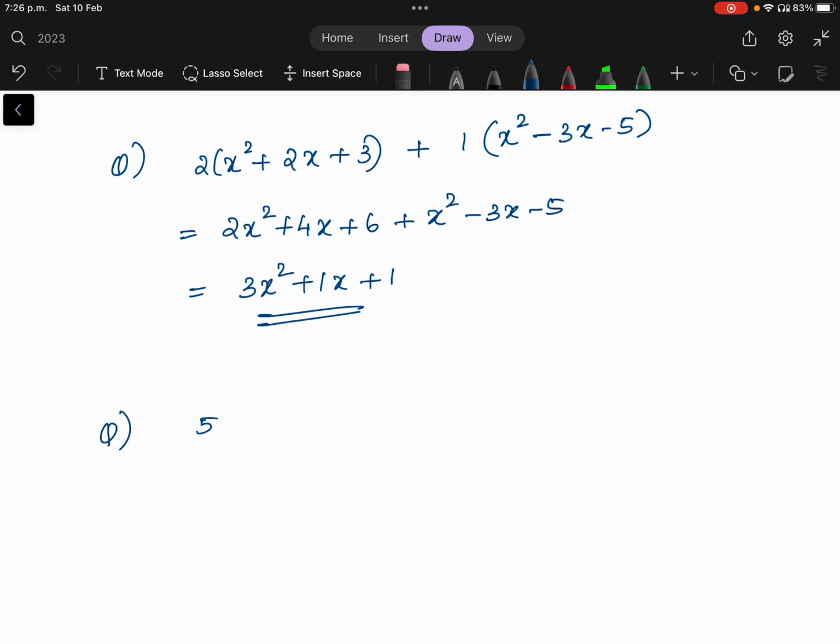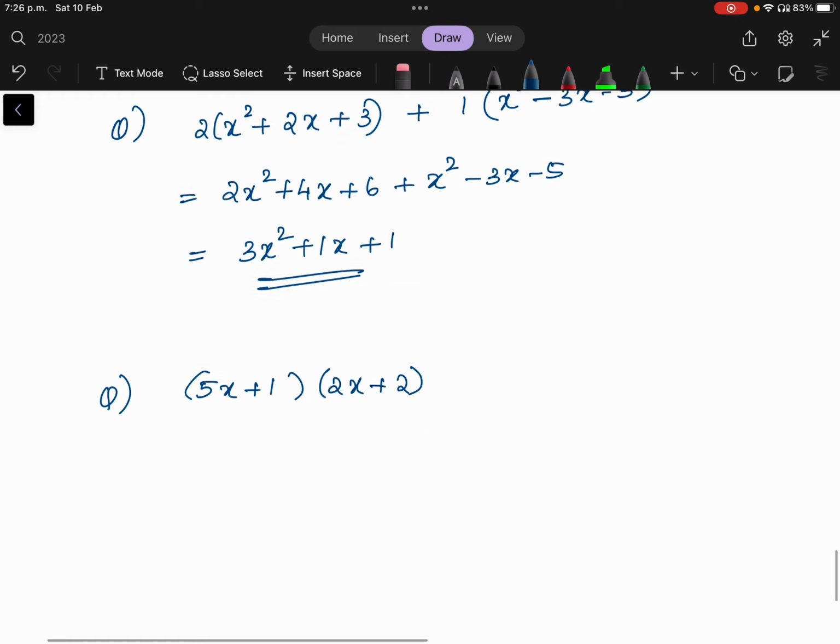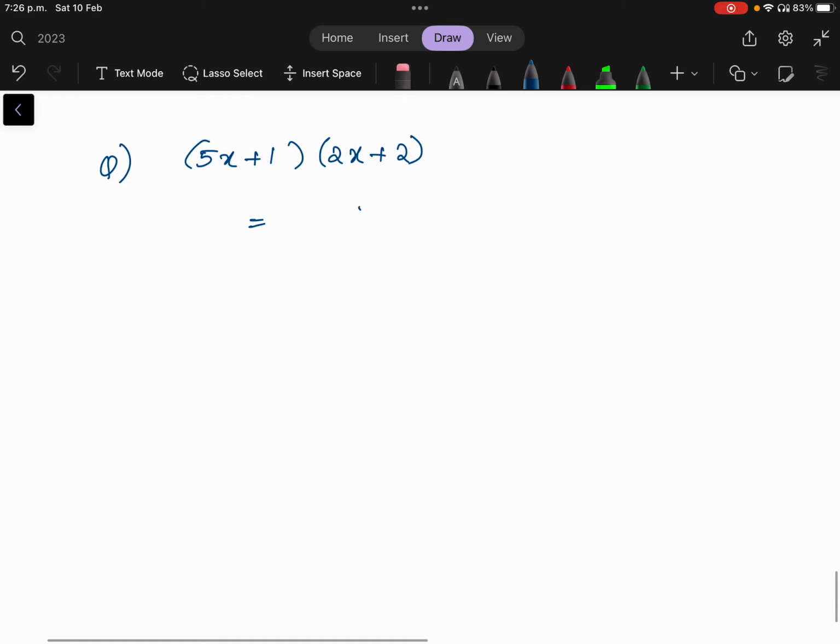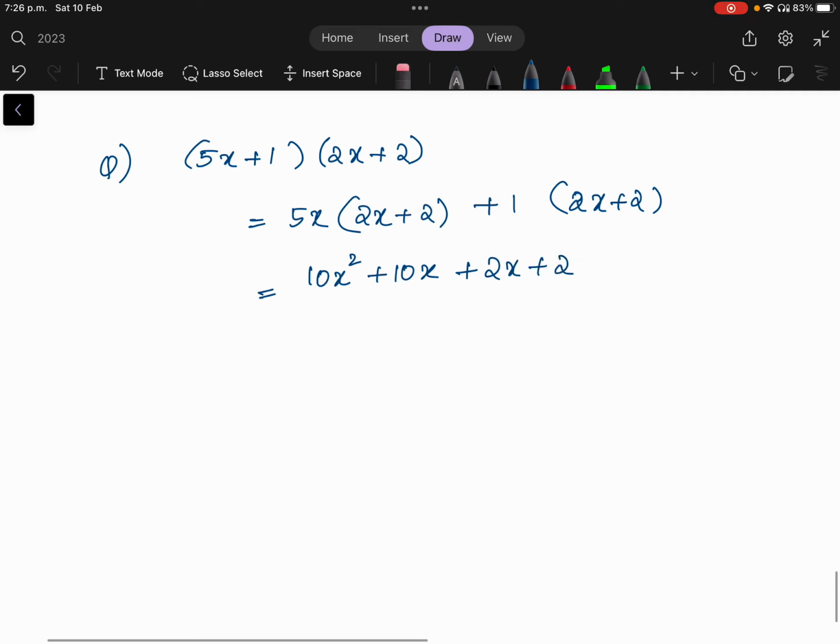And to simplify with the other method, 5x plus 1 times 2x plus 2. So which will be, you write the second one twice and then write 5x plus 1, which is equal to 10x square plus 10x plus 2x plus 2, which is equal to 10x square plus 12x plus 2.